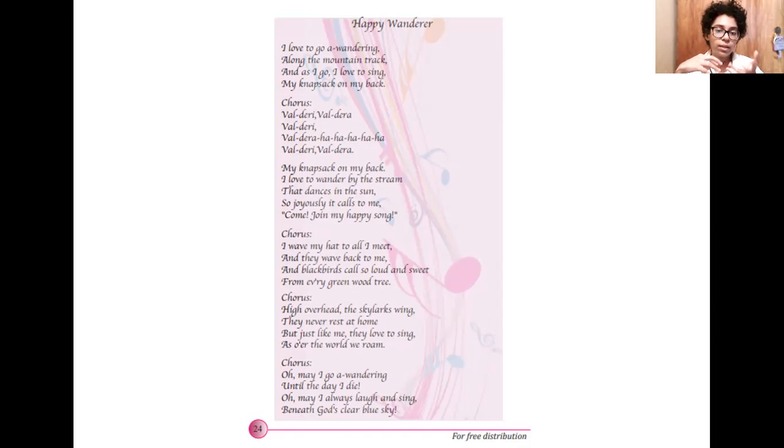And he says, "and blackbirds call so loud and sweet from every green wood tree." Blackbird is a type of a bird. And then he says, "high overhead, the skylark's wings." Skylark is another type of bird. "They never rest at home." They don't rest, they are always working or moving. "But just like me, they love to sing as o'er the world we roam."